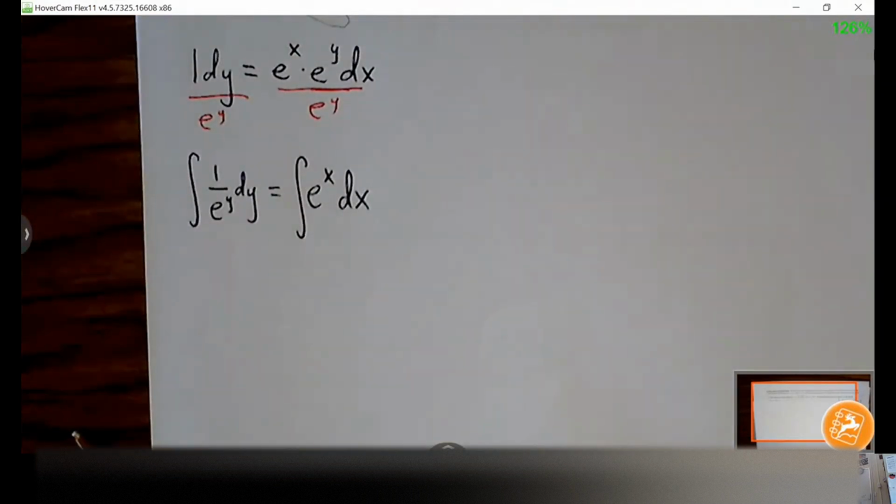All right, I moved that over, I split it up, I got 1 over e to the y dy equals the integral of e to the x dx. Am I ready to approach with integral rules? I think so.